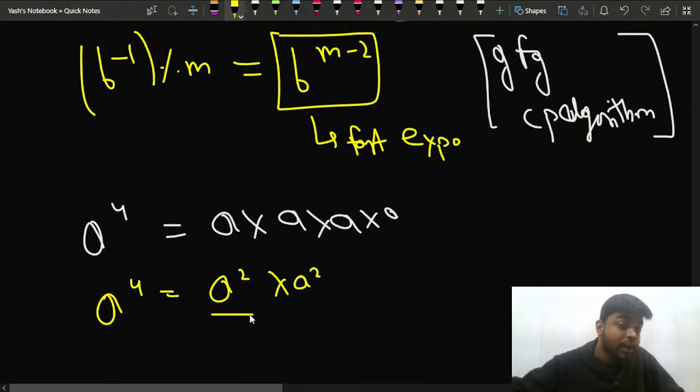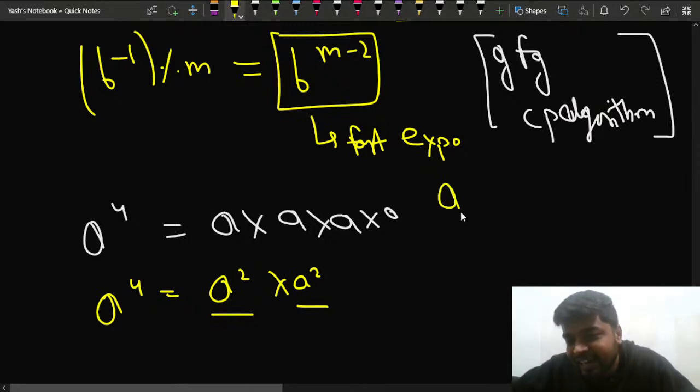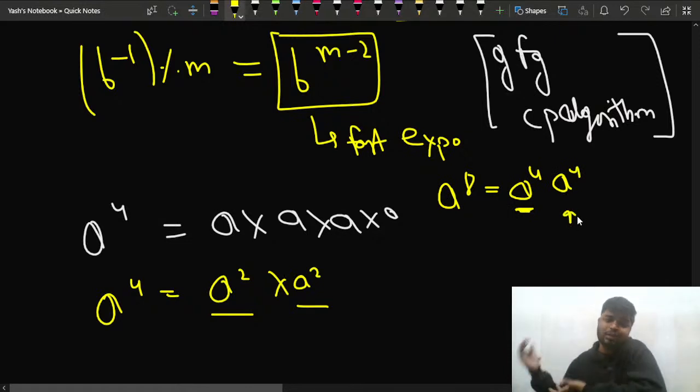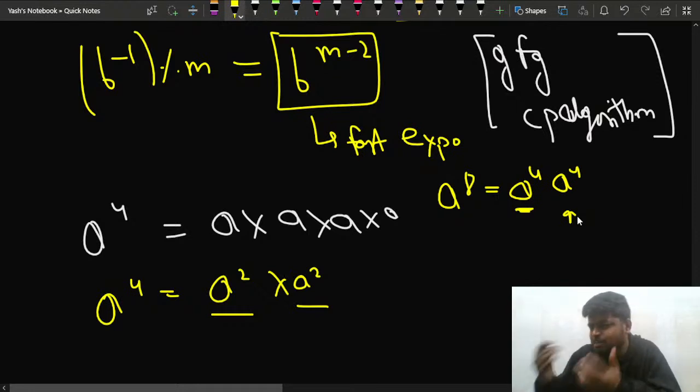So if I know the value of a to the power 2, I'll be saved from calculating the other parts, right? Like if I had a to the power 8, then I'll have a to the power 4, a to the power 4. If I know this particular value, then the other one I'll not be calculating separately. I can directly put it, like this. So I hope that this part is clear, right?